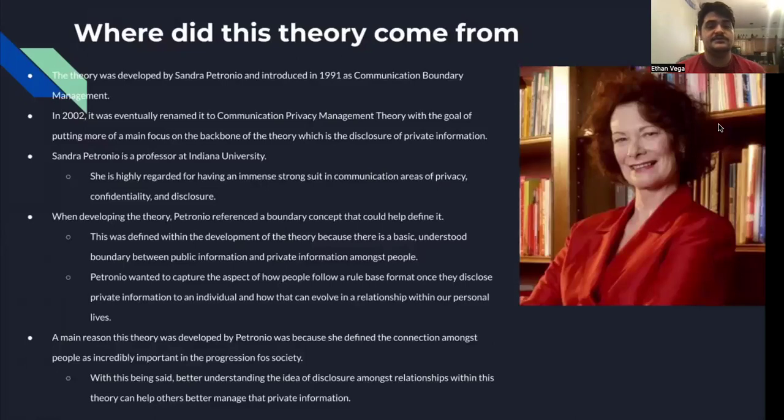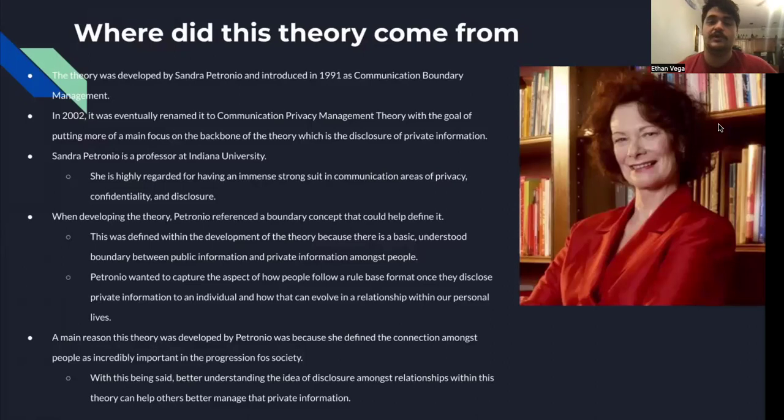The theory was developed by Sandra Petronio and introduced in 1991, known as communication boundary management. When she developed it, she mainly wanted to depict the boundaries that people set between public and personal information in general. But in 2002, it was renamed communication privacy management theory, with the goal of putting more focus on the backbone of disclosure of private information, as I've been saying.